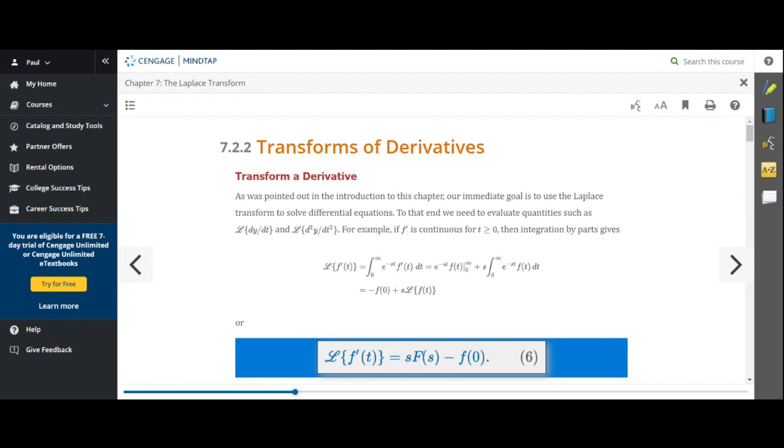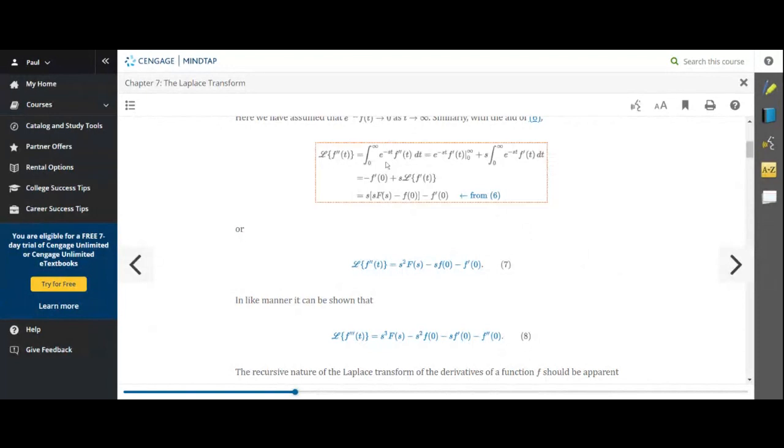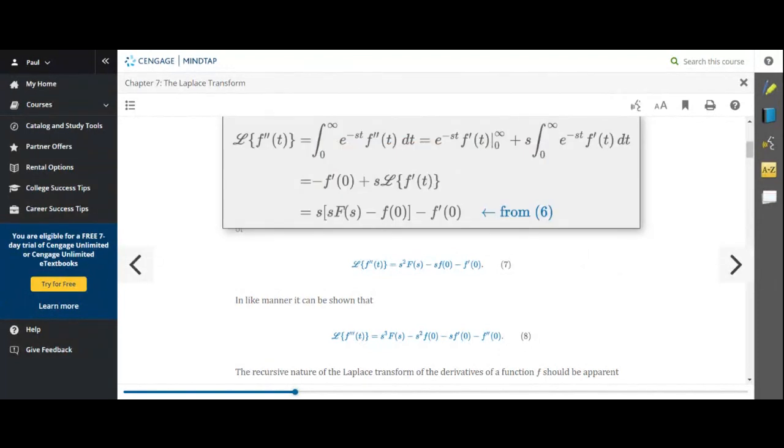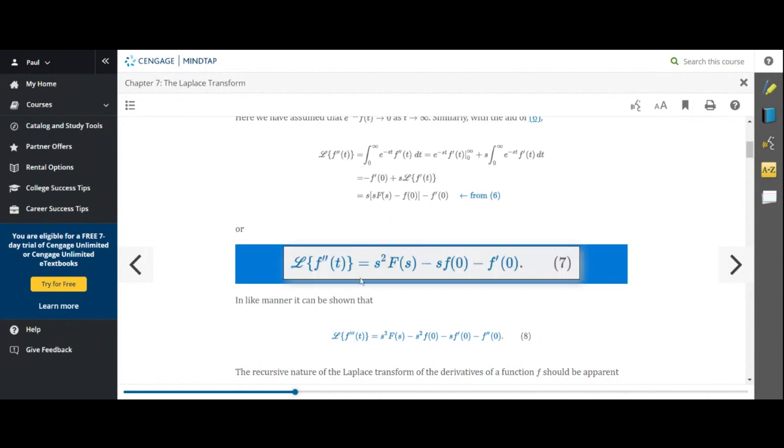Okay, and the Laplace transform of a second derivative of a function is equal to s squared times the Laplace transform of the function, that's denoted by big F of s, minus s times the function evaluated at 0 minus f prime of 0.